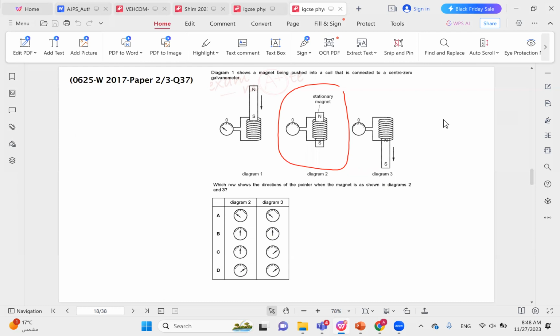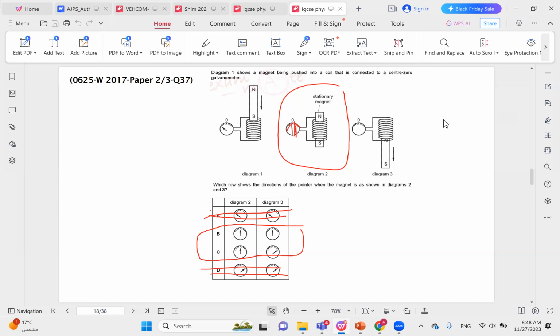It will not record the reading. It should point towards 0. The galvanometer should point up towards 0. So for diagram 2, it's either B or C. We neglect A and we neglect D because in diagram 2, the galvanometer cannot detect any current.